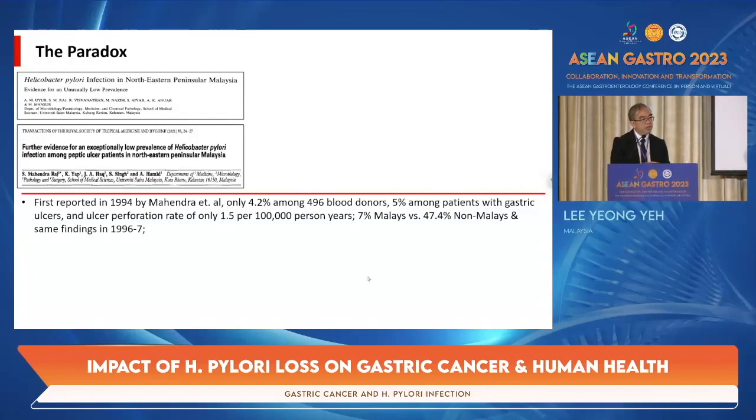Then my colleague, Dr. Mahendra, repeated the study again in 1996, and once again, he found a low Helicobacter pylori infection, confirming his previous finding.